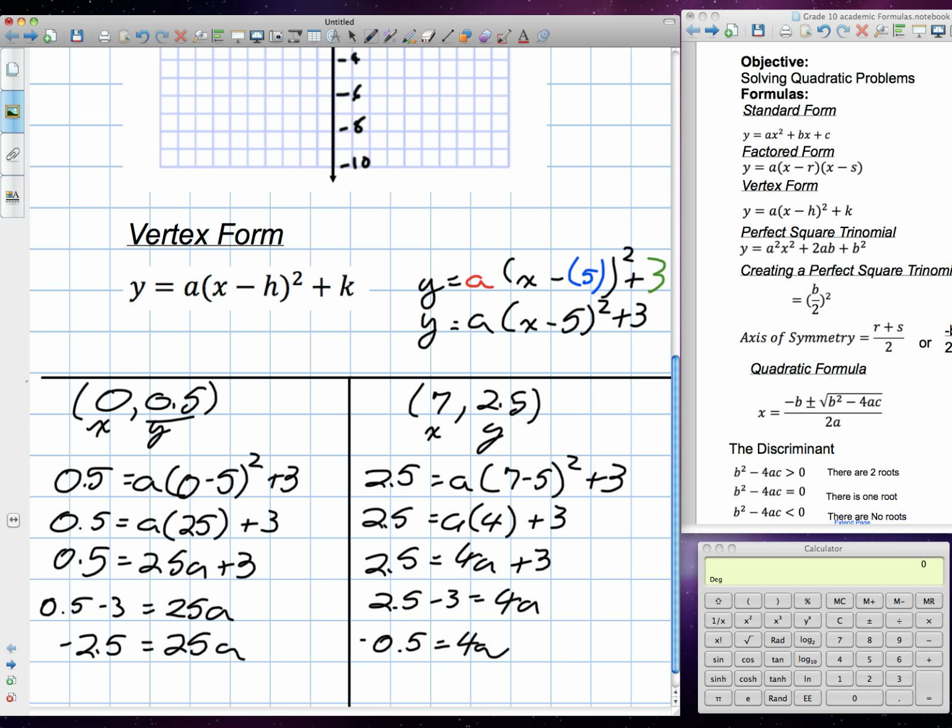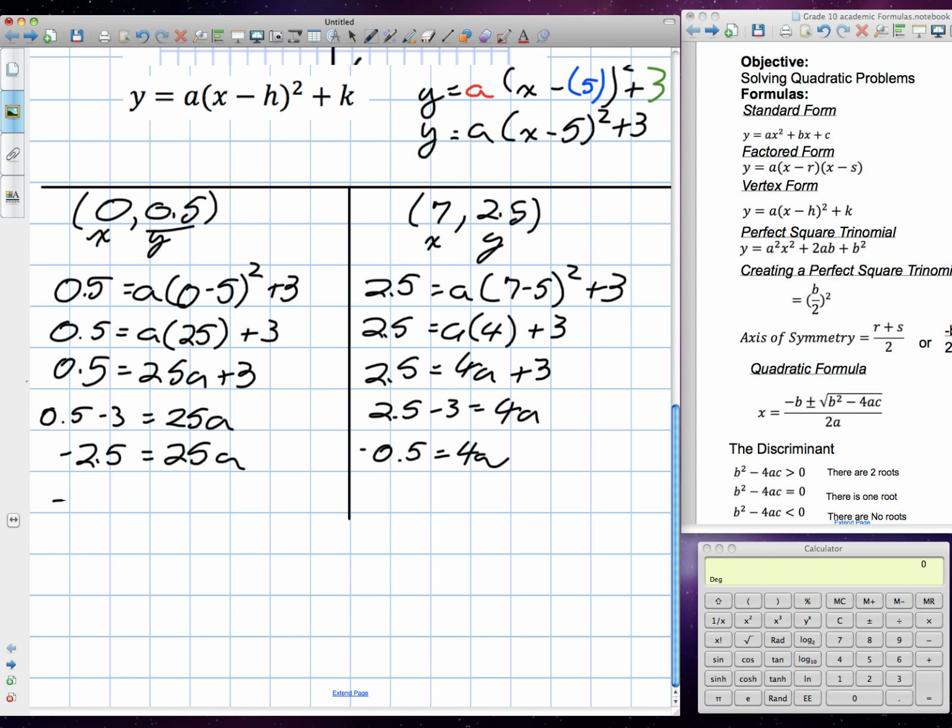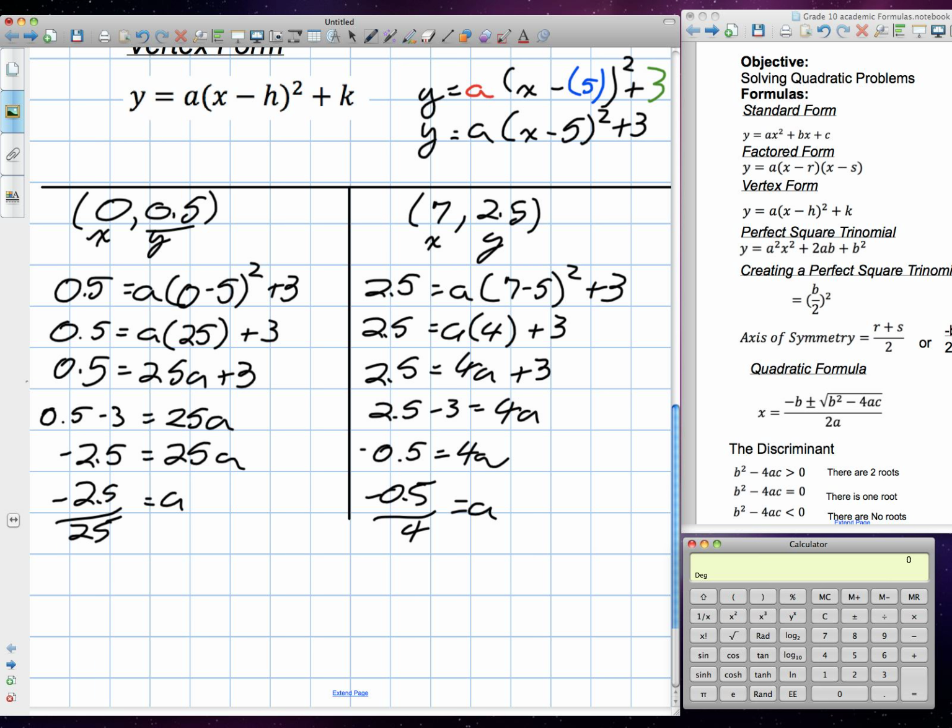On the left one, we'll bring the 25 to the other side. So negative 2.5 divided by 25 equals a. And in this one, negative 0.5 over 4 equals a. We'll use a calculator to solve both. Anyone know what the first one's going to be? Close. So we get negative 0.1 is equal to a, and our other one, negative 0.5 divided by 4, is negative 0.125 for our other a.